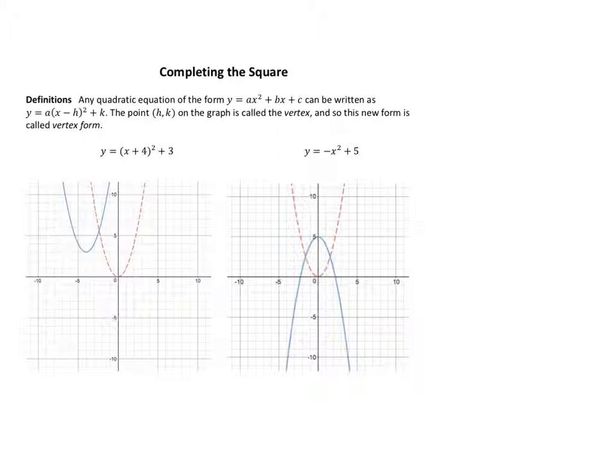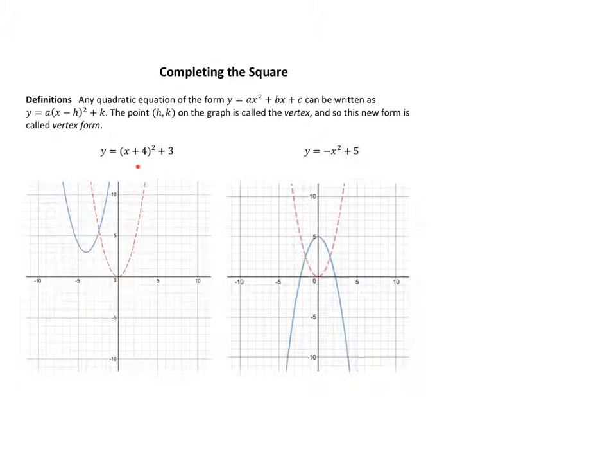Any quadratic equation can be written in the form ax squared plus bx plus c. But there's another useful form for us, which is called vertex form, which is listed right here. Below, we have two examples of quadratics that are written in vertex form, and let's talk about why this is useful. So starting over here, this is the graph of just y is equal to x squared, whereas this blue graph is (x plus 4) squared plus 3.